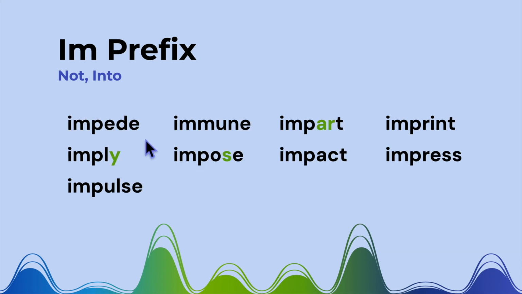Here are more words with the im prefix, which again can mean not or into. Impede, immune. AR says R. Impart, imprint. This Y is going to have a long I sound. Imply. This S will have its second sound of Z. Impose, impact, impress, impulse.